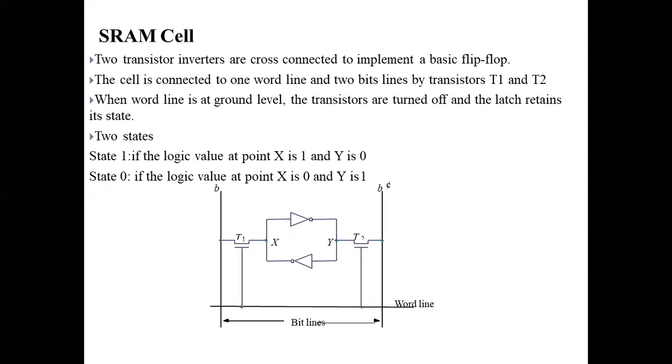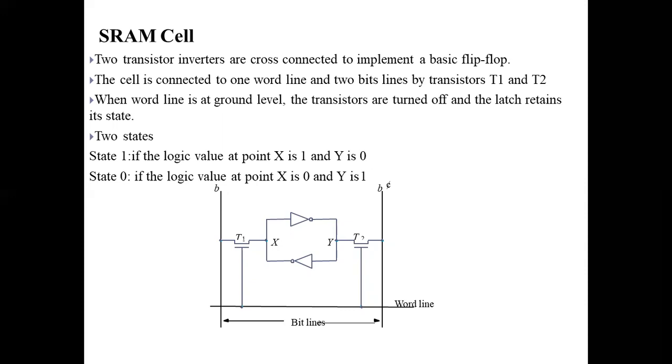The cell is connected to one word line and 2 bit lines. You will see here, this is the word line, and these are the bit lines, one bit line and the second bit line. These are the 2 bit lines, and this is the one word line, connected through transistors T1 and T2. When the word line is at ground level, the transistors are turned off and the latch retains its state.